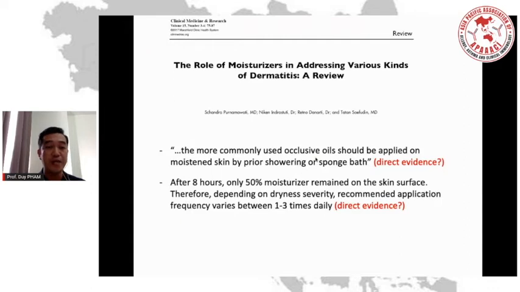Another review on the role of moisturizer in dermatitis also stated that the occlusive oil should be applied on moistened skin by prior showering or bath. And they also said that after 8 hours, only 50% of the moisturizer remains on the skin surface. Therefore, the patient should apply the moisturizer 1 to 3 times daily. And again, we could not find any direct evidence supporting these statements.